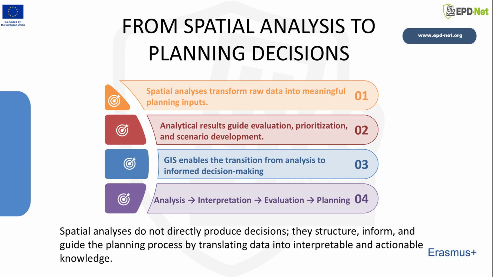In planning processes, decisions are often guided by questions such as where, how much, and which areas should be prioritized. Geographic Information Systems, GIS, transform these questions into measurable and analyzable components that support informed decision-making. Using data derived from remote sensing and other spatial sources, planners can analyze variables such as land use and land cover, topography, population distribution, accessibility, and environmental risk.